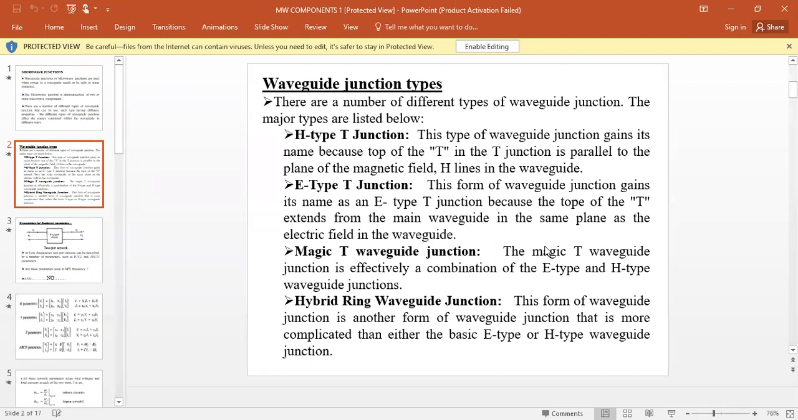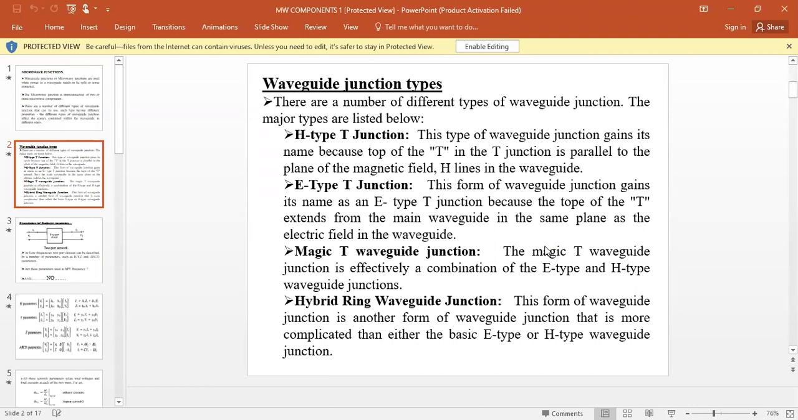So we have 4 types of microwave junctions or waveguide junctions: the H T junction, E T junction, magic T junction, and hybrid ring or rat. Now these are the basic representations. If the T junction is parallel to the plane of the magnetic field, then it will be called HT. If the T junction is in the same plane as the electric field in the waveguide, then it will be called an E type T junction.